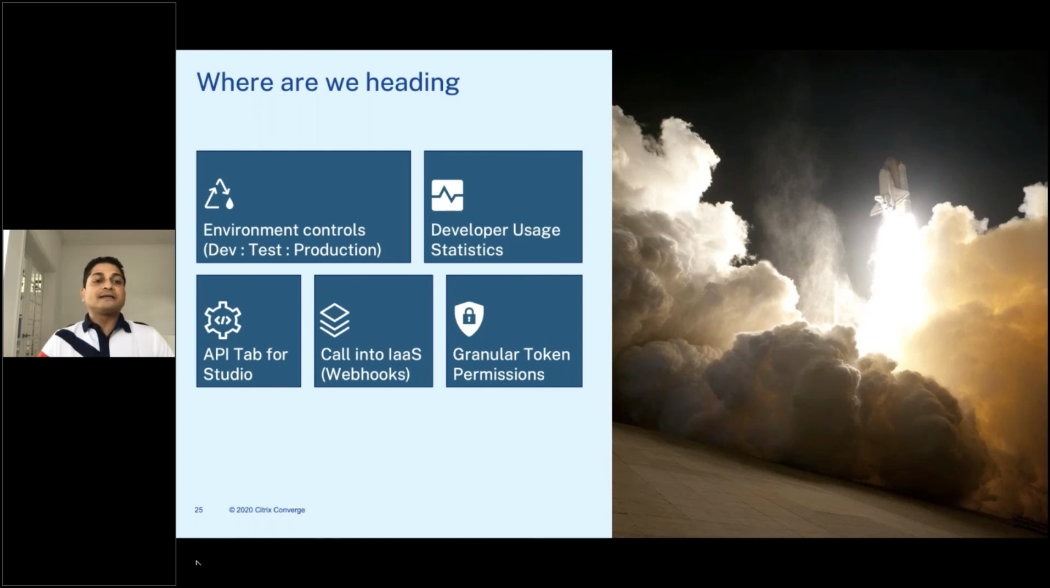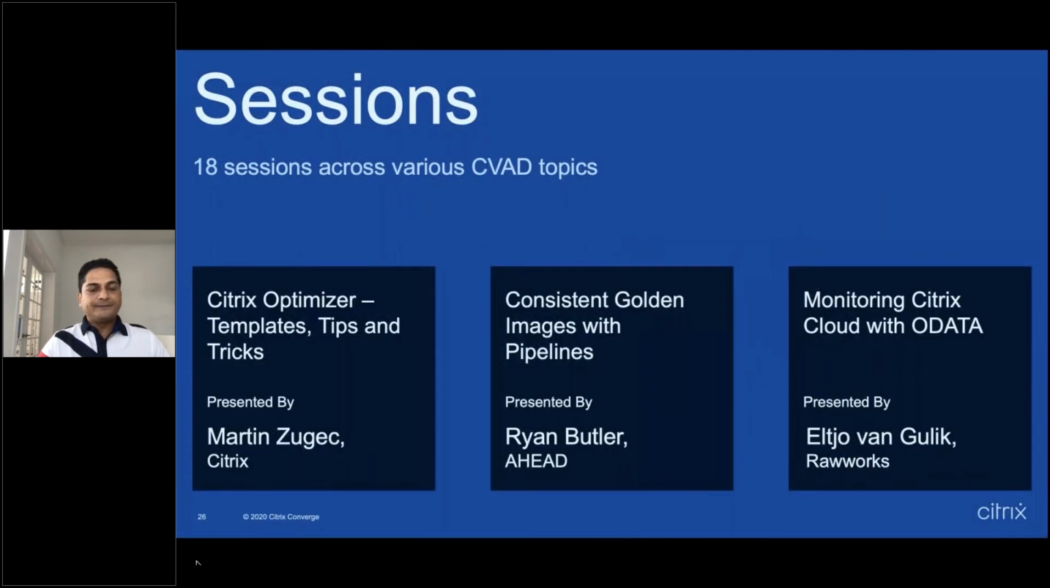We will further give you an API tab from Studio, so you can directly write code within your Studio console. Then we'll also give you webhooks, so you can call into your IaaS directly from the CVAD service. So not just call into CVAD to make configuration changes, but also from CVAD to your IaaS so that you could make configuration and infrastructure changes at a faster pace. And then we'll give you granular control of permissions, where you would be able to control the duration of a certain token and also who you would allow to access and not allow to access. That's something on our roadmap.